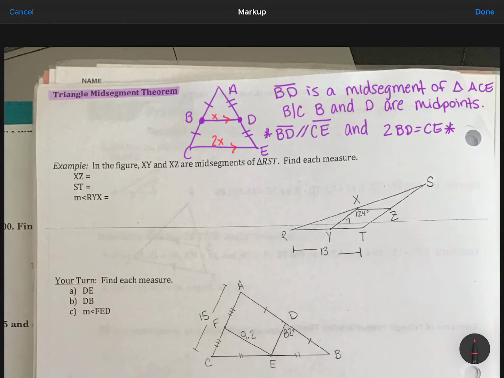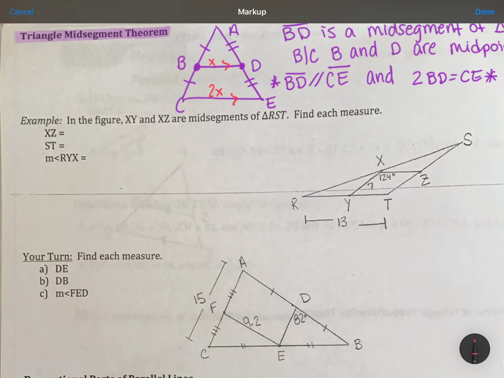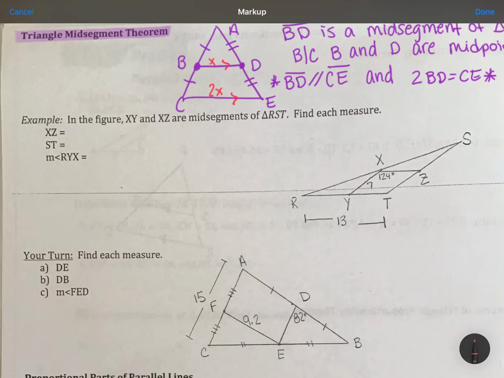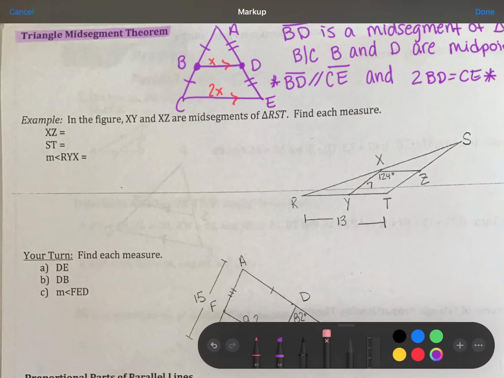So here's an example. In the figure, XY and YZ are midsegments. So what do we know about that? That means ZT is congruent to ZS, YT is congruent to RY, because they're telling me that these pieces are midsegments, and XR is congruent to RS. And we also know that the length of XY is going to be half the length of ST, and XZ is going to be half the length of RT. So that's the information that we have because of a midsegment. But I don't need all those extra markings in there right now.